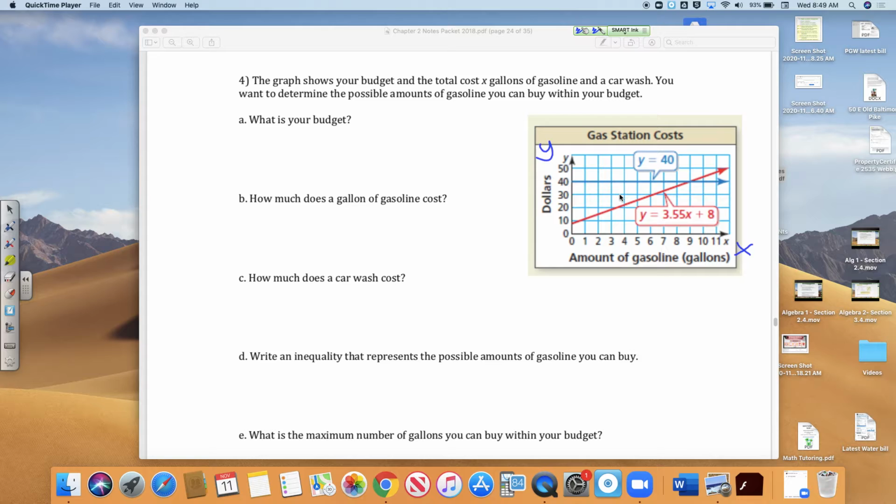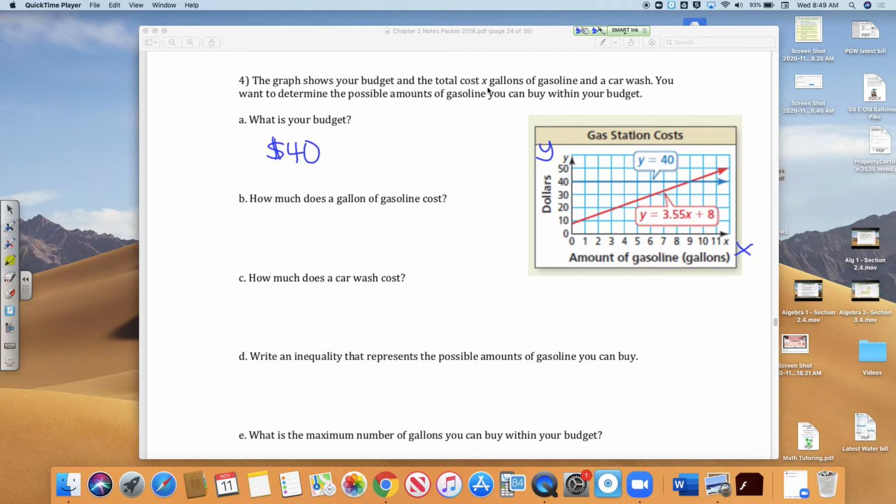We have one straight line that says y equals 40. That means that the dollars equal 40. That is how much money that you have. Just y equals $40 is your budget. So I can tell that because this line is just showing that you have y equals 40, which is just going to be the amount of money you have. You have $40. So I can tell that from the blue line here.